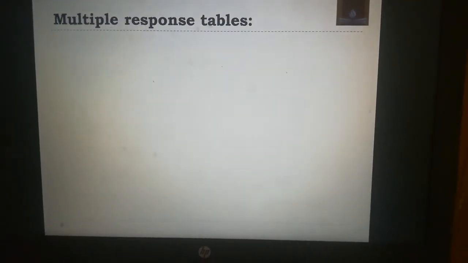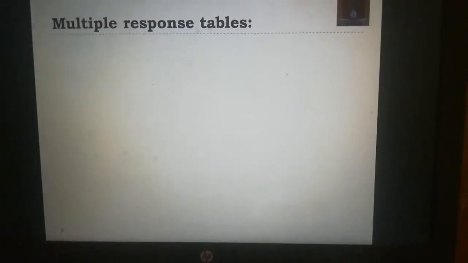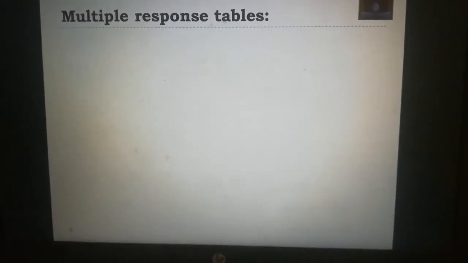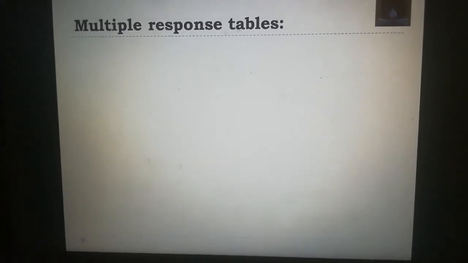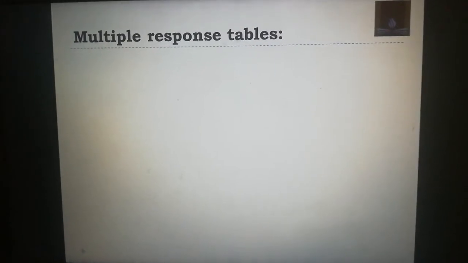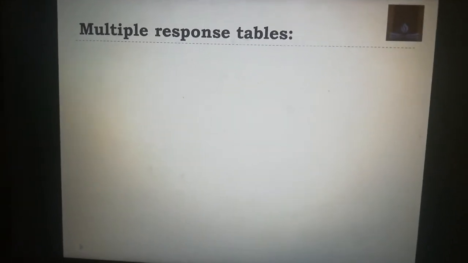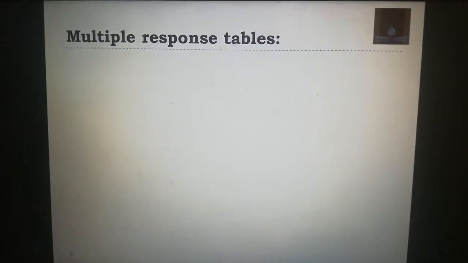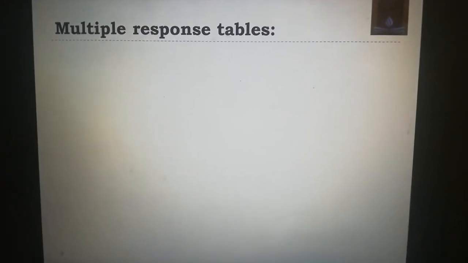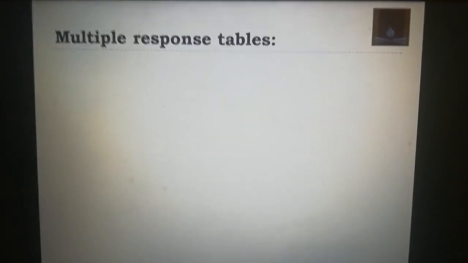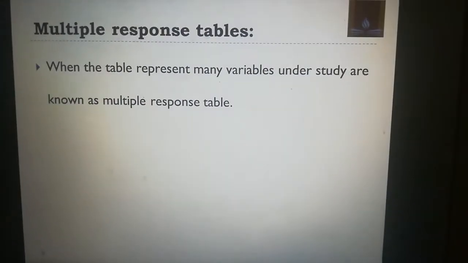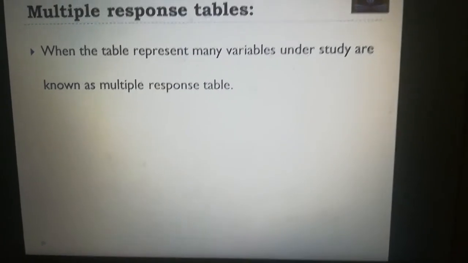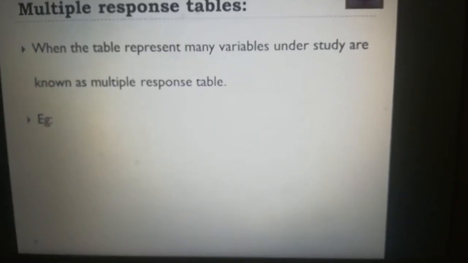Next one is the multiple response table. This is a little bit complicated compared to the marginal or the contingency table. Usually we see it mainly when we represent qualitative aspects or attributes pertaining to qualitative studies, when analyzed using SPSS and so on. When the table represents many variables under study, then it is known as the multiple response table.